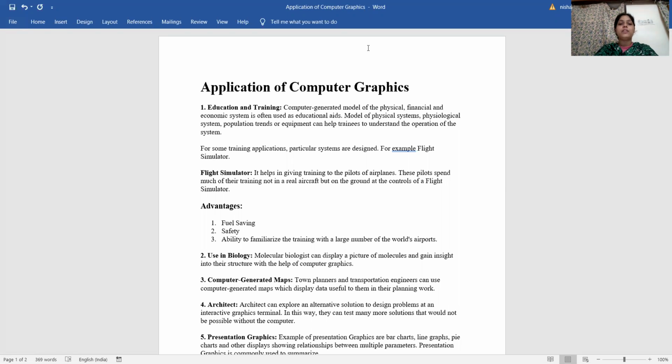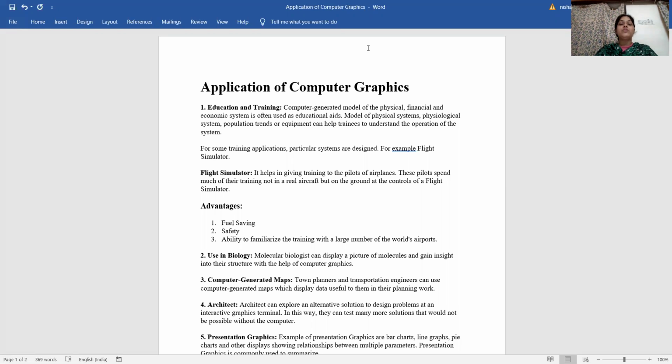Today our topic is: what is the application of computer graphics, why we use it and where we use it. Basically, applications of computer graphics are used in education and training, flight simulators, biology, computer generated maps, architecture, presentation graphics, and many more places.